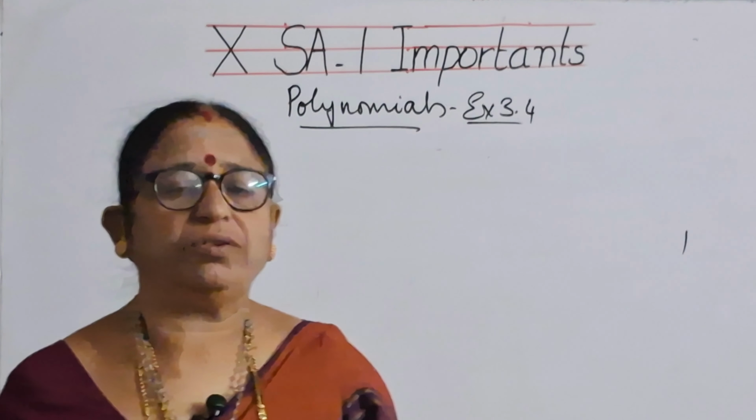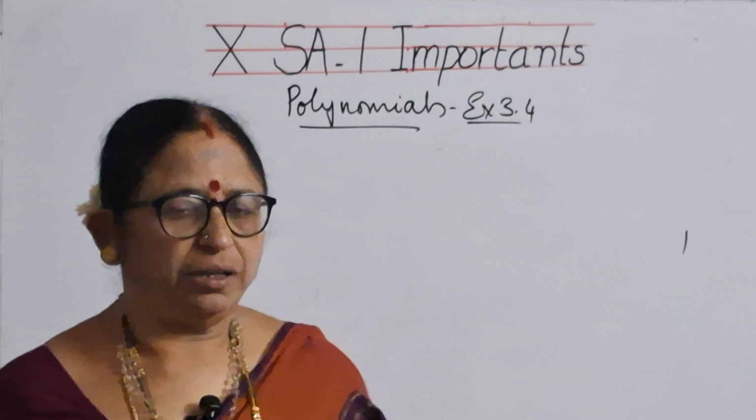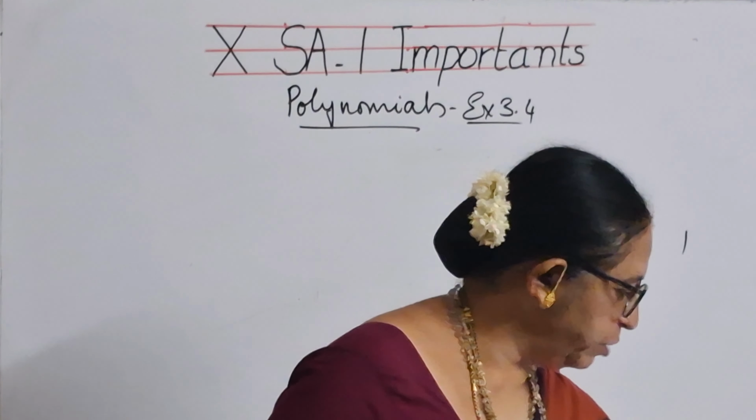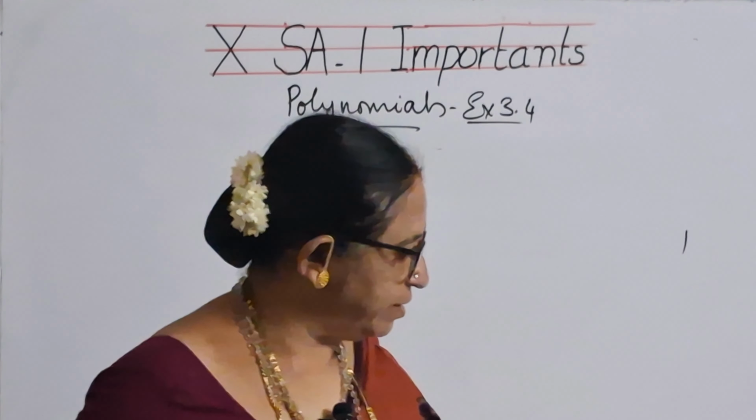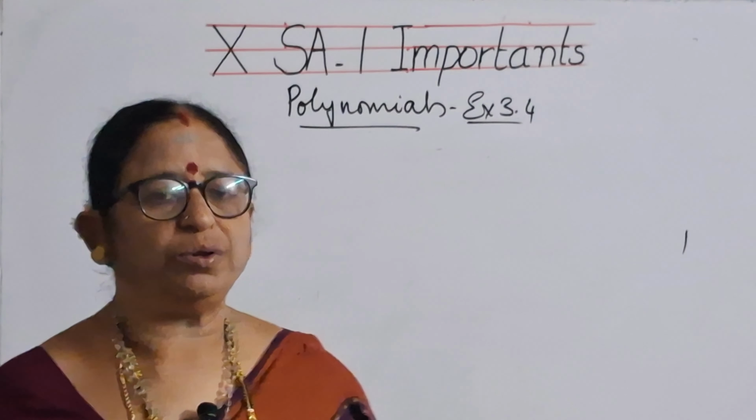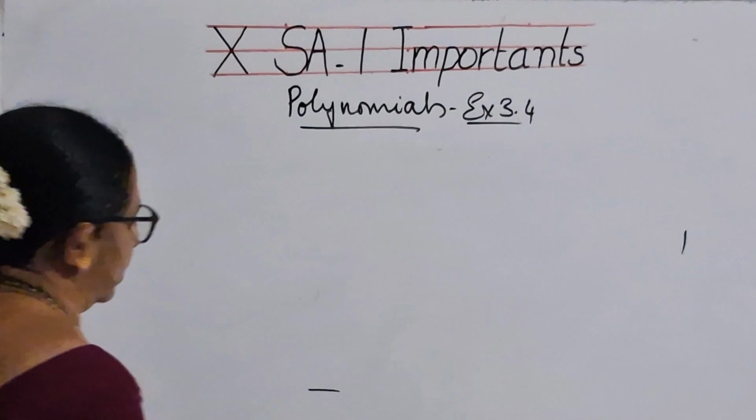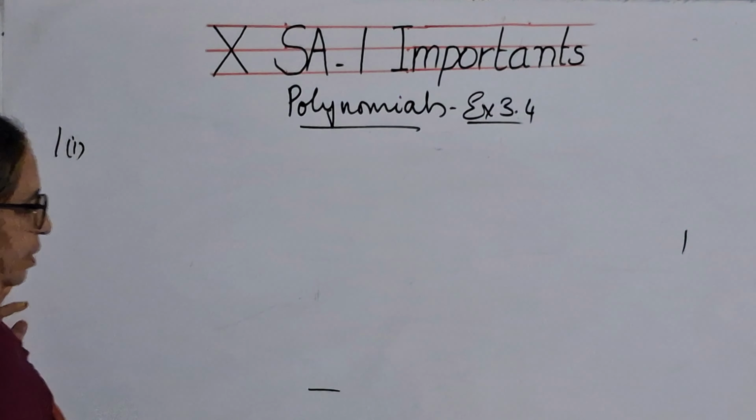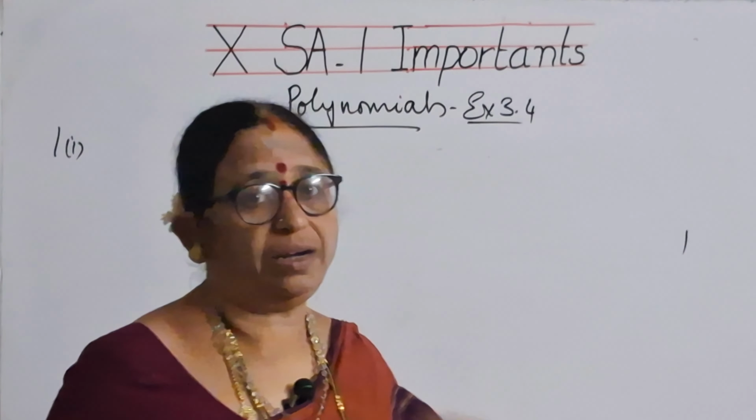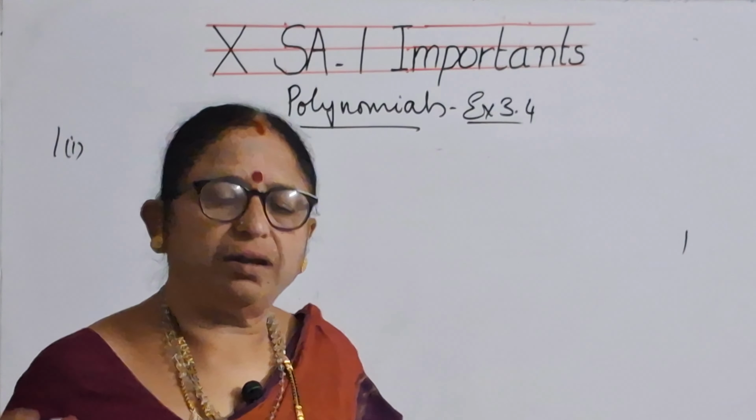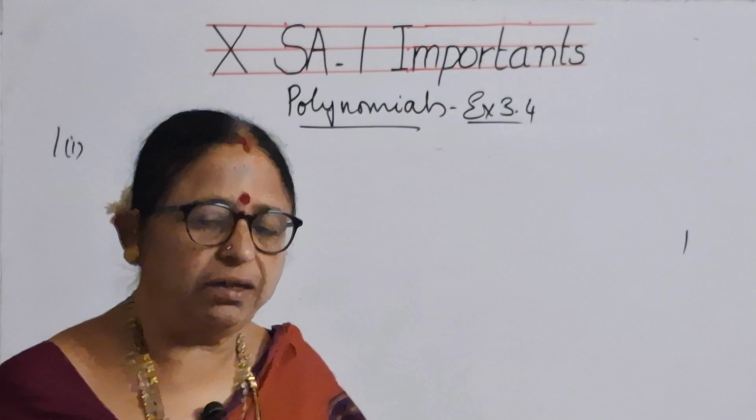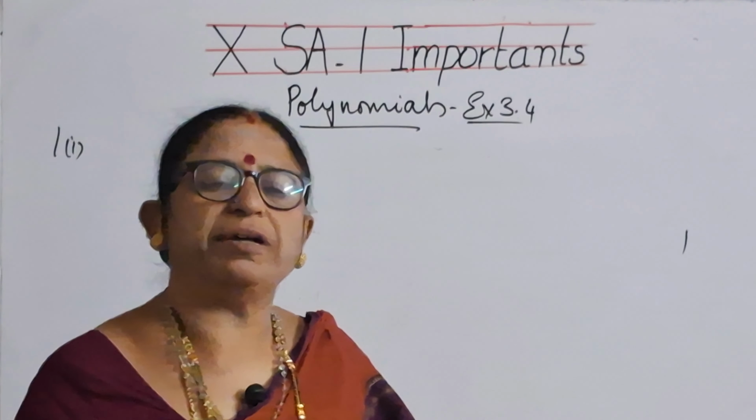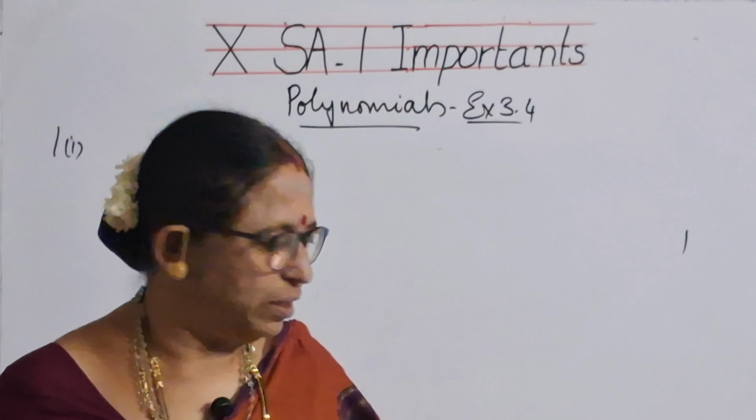SA-1 important questions I am dealing with. In the previous class I have done up to polynomials 3.3 exercise first and second bits. Now I am going to do 3.4 exercise first problem first bit. Children, I told you earlier also, again and again I am saying, these are important questions that I am teaching. If you get any problem, this method will help you to solve the problems.